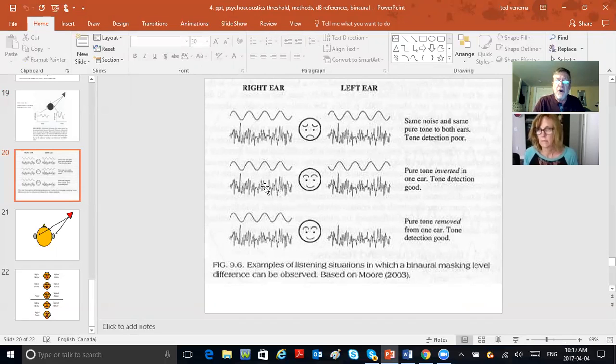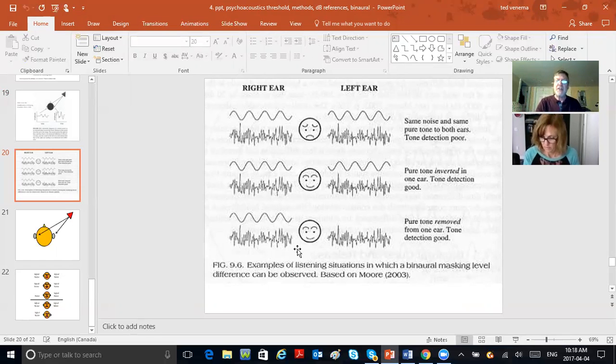Whereas this guy in the middle is happy, because even though the noise is the same to both ears, look, there's something different about the signals. This one's got a different phase than this one. This pure tone is inverted. It's a little bit different. So this guy's happy because there's some binaural difference. Things are not exactly the same to both ears.